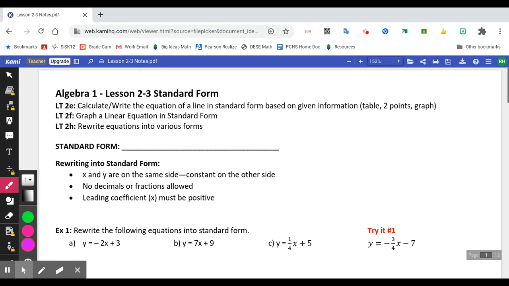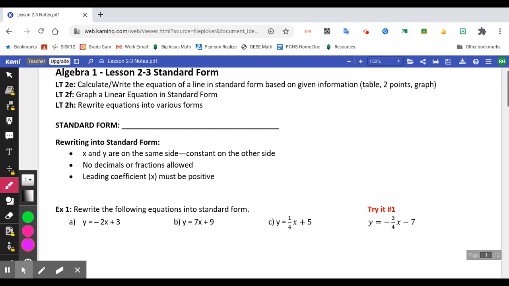Okay, you guys, so today we are going to talk about 2.3 standard form. All right, 3 new learning targets. So we're going to calculate and write the equation of a line in standard form, given different types of information, graph a line in standard form, and then rewrite equations into the other forms.